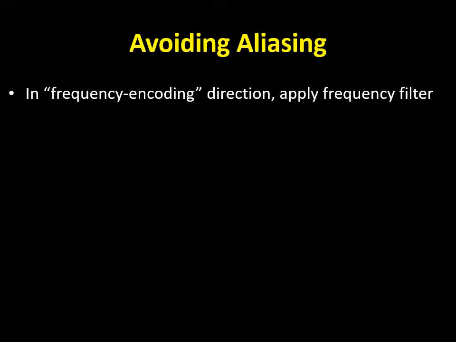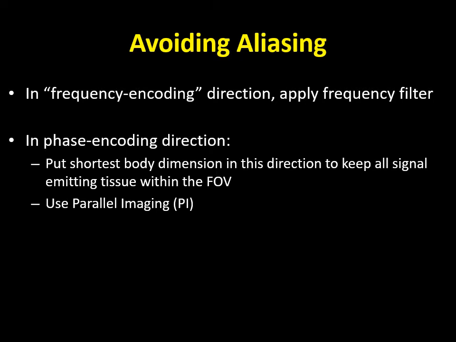To avoid aliasing, different strategies have to be employed in the frequency encoding direction and in the phase encoding direction. As we have seen in the frequency encoding direction, a frequency filter effectively removes the unwanted signal from the reconstructed image in the intended field of view. In the phase encoding direction, different strategies have to be used. One of the most common strategies is to put the shortest body dimension in the phase encoding direction to keep all signal emitting tissue within the field of view. Another strategy is to use parallel imaging, and that's the subject of the next set of slides.